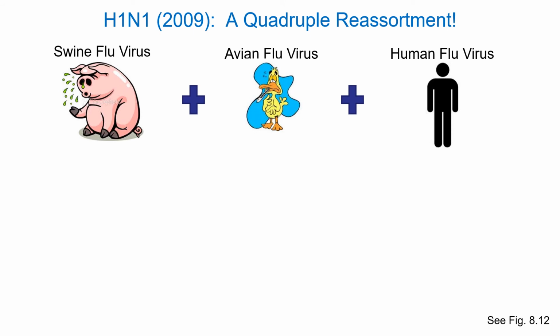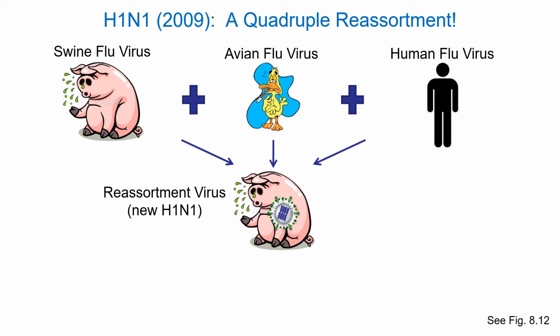So what exactly happened in 2009 with the H1N1? Well, it turns out that we actually had 4 viruses. There were 2 swine or pig viruses, there was 1 avian virus and 1 human virus, and all these viruses somehow basically infected the same cell.